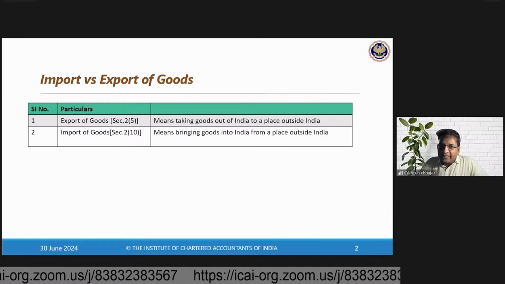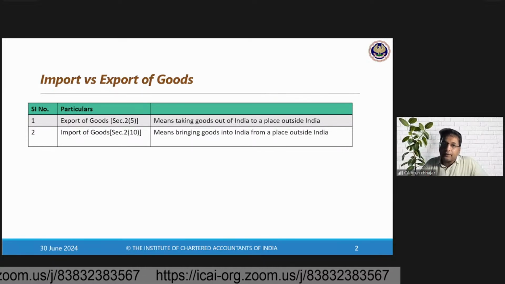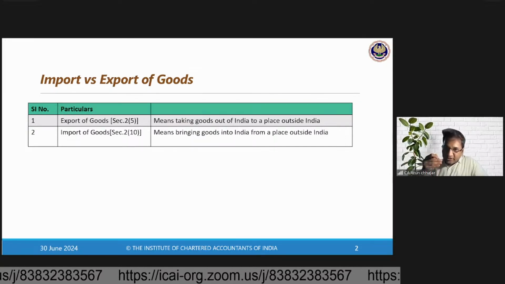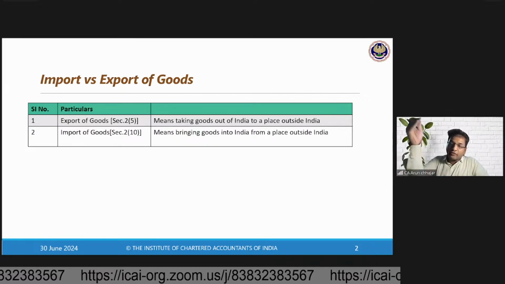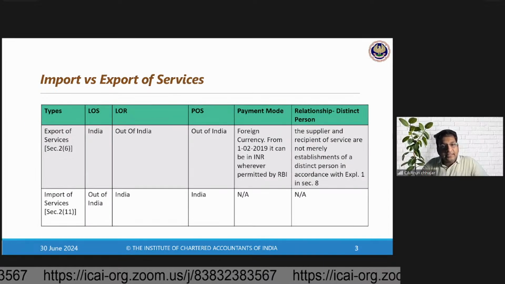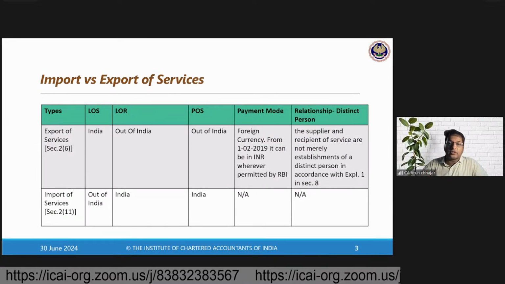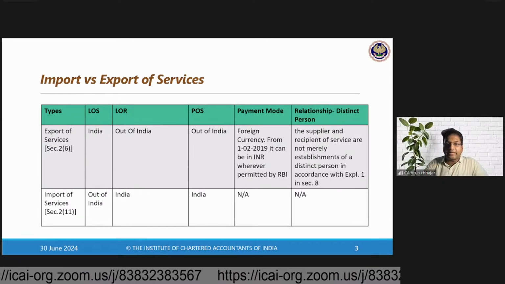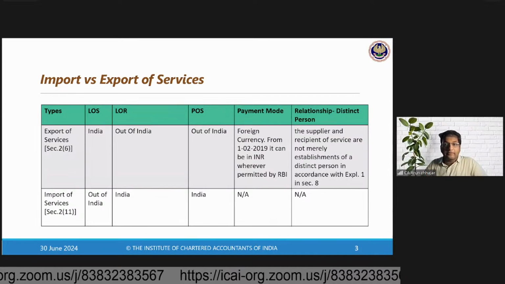So for import and export, what is the definition? The definition is very simple. If it is for goods, export means from India to out of India, and import means from out of India to India. Whereas if I talk about services, for export of services and for import of services, there are multiple conditions.